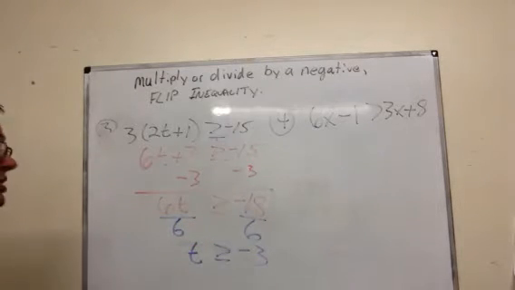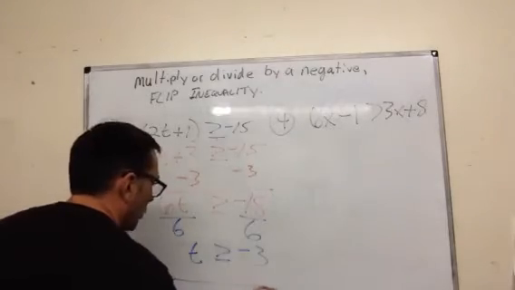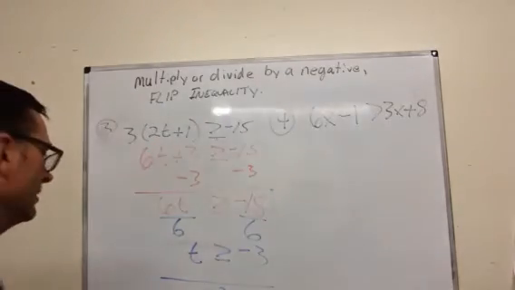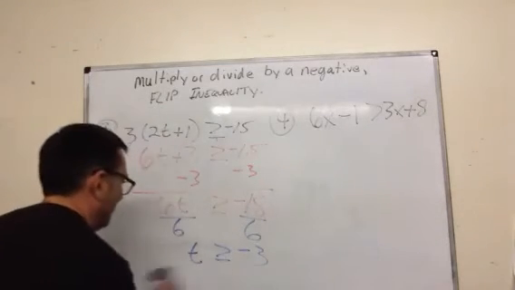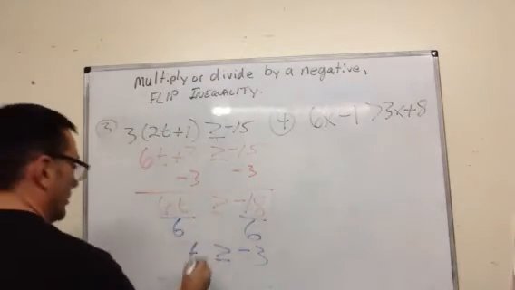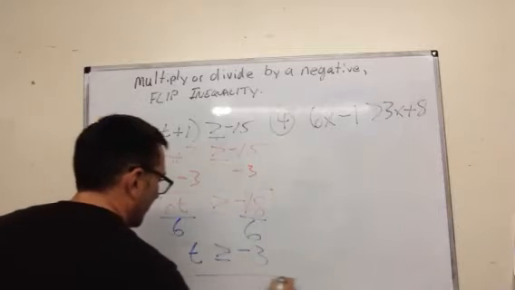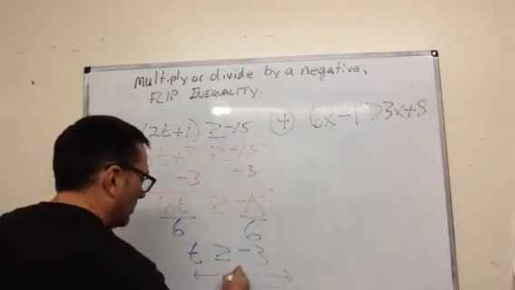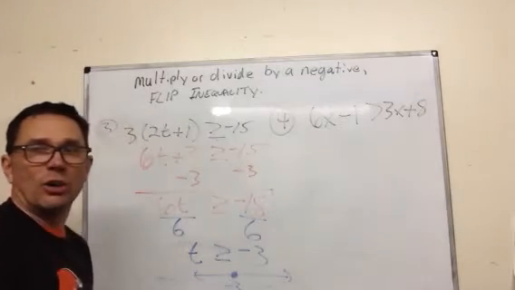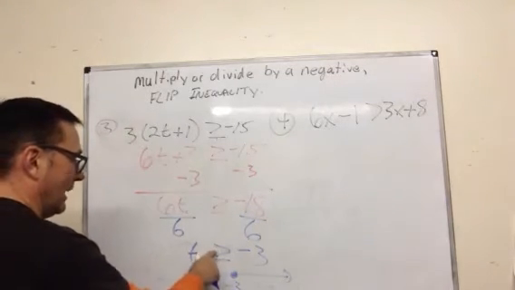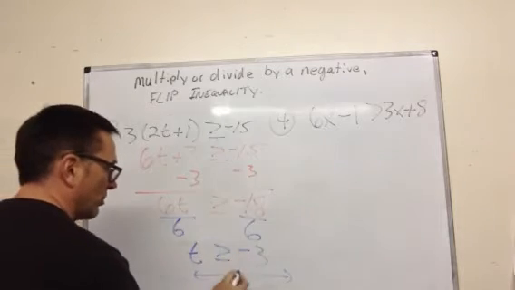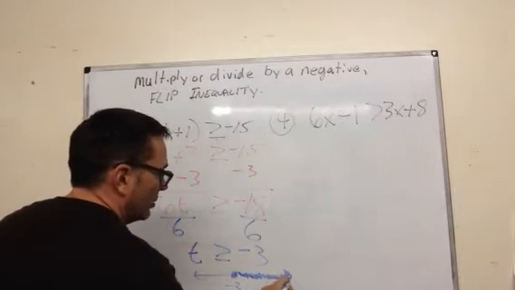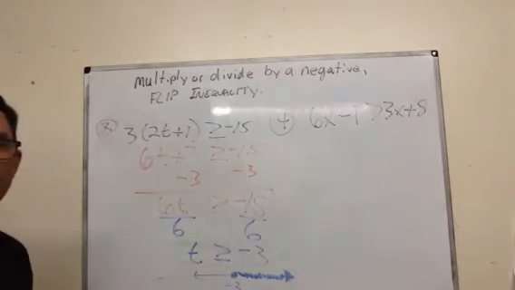So, we do not have to change the direction when we graph it at negative 3, so you can see this. Because it's greater than or equal to, we're going to put a closed circle on negative 3, and it's greater than, pointing to the right. Numbers to the right are greater than numbers to the left, so we shade to the right. And that's our answer.